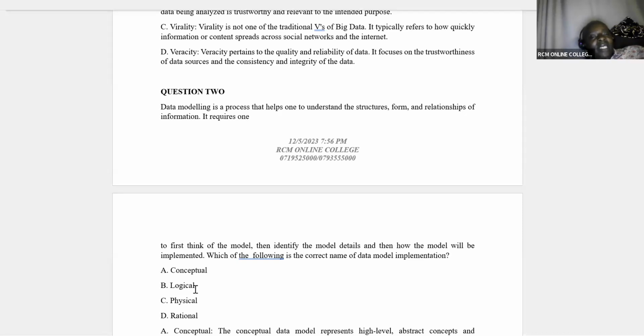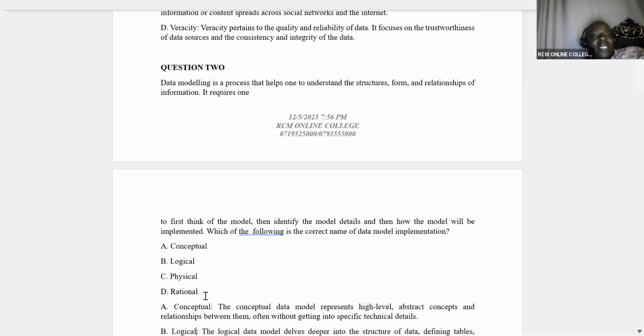And then lastly, we have the physical. Now the physical is when you are implementing. You're building the house. This idea has become a design, and now the design is being implemented. So whenever you talk of how the model will be implemented, which of the following is the correct name of data model implementation? You can't implement at the idea stage. It can only be implemented at this physical stage. So C is the correct answer. So first of all, are we together up to there? Are we together? Great.